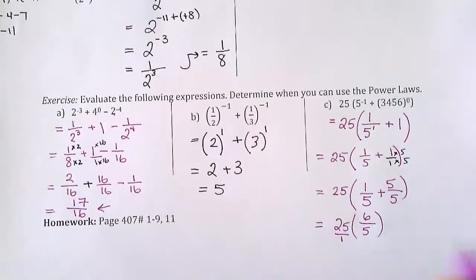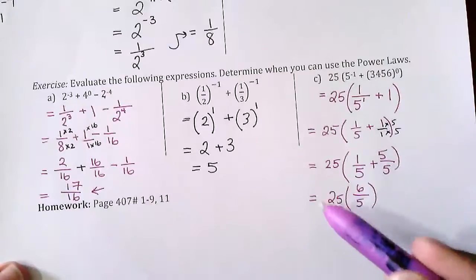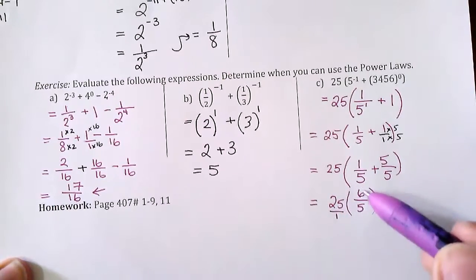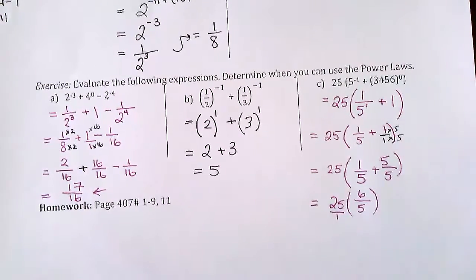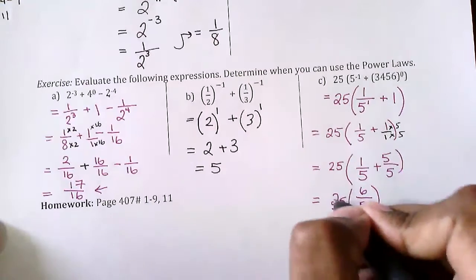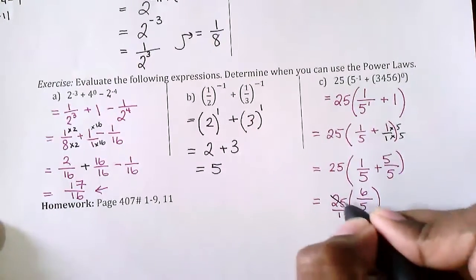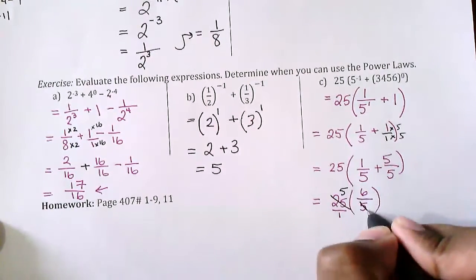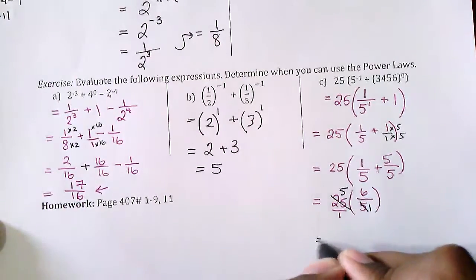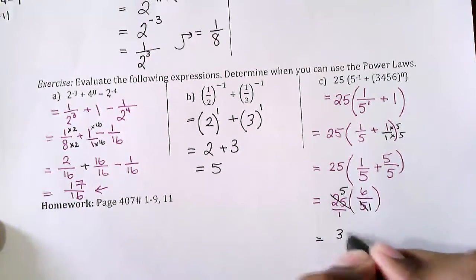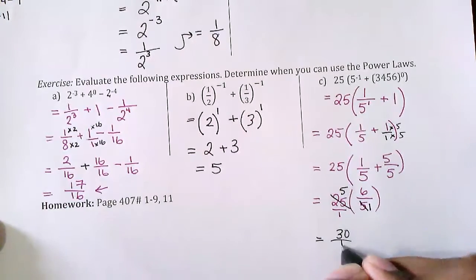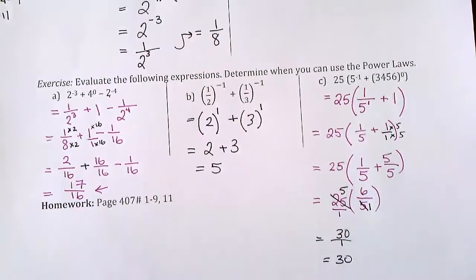Now we're multiplying fractions, which means we can simplify. I can't simplify this way. I can't simplify this way, but I can simplify diagonally. I can divide both of these by 5. So 25 divided by 5 is 5, and 5 divided by 5 is 1. So I have 5 times 6, 30, divided by 1 times 1, 1, which is just 30.